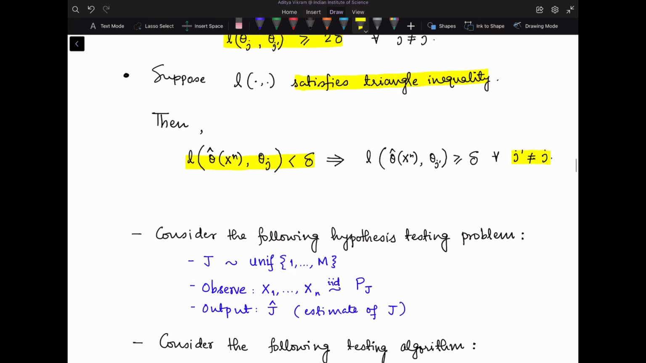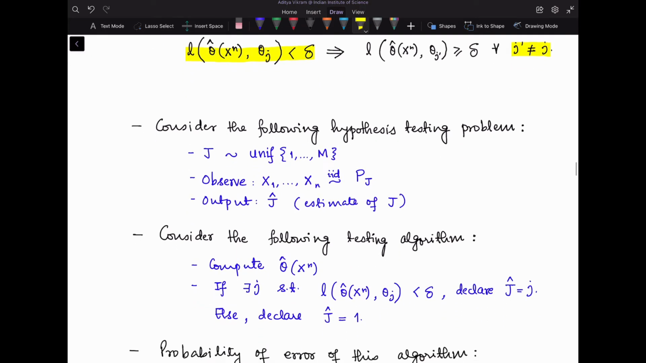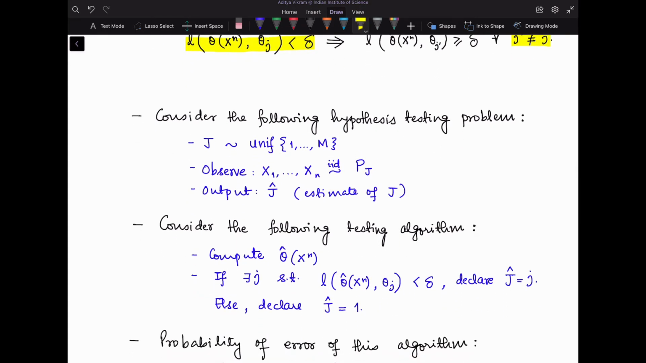Okay. So now consider the following hypothesis testing problem. J is sampled uniformly from 1 to m. We observe n samples from Pj, and based on these samples, we want to output j hat, which is the estimate of j. So we are given P1 to Pm. We know what P1 to Pm are, and one of them is selected at random. We are given samples from it, and we want to output which distribution the sample is coming from.